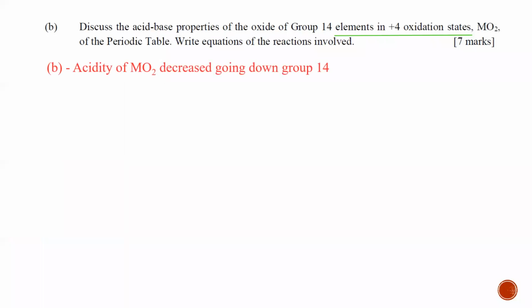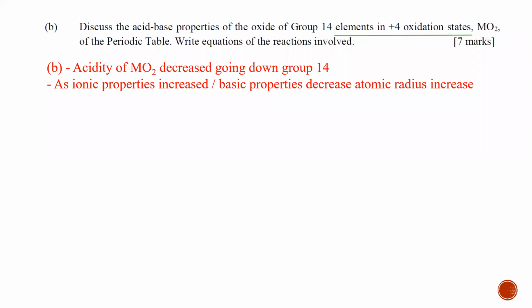So you have to generally describe that the acidity of MO2 decreases when going down group 14, as the ionic properties increase, or the acidic property decreases as atomic radius increases. Only then you start to describe that CO2 and SiO2 are acidic. You use any one example and write the equation: SiO2 plus 2OH minus gives SiO3 2 minus plus H2O.